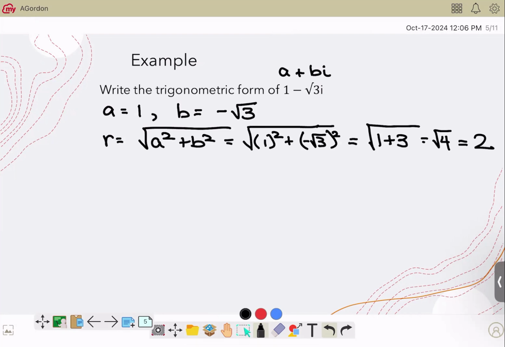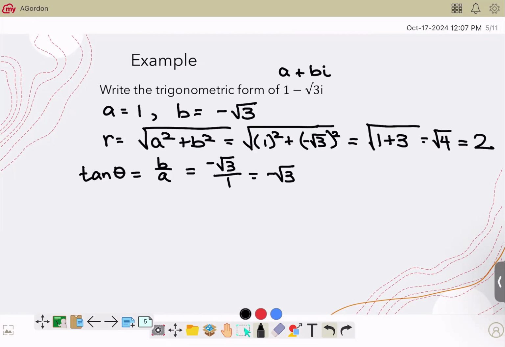The other piece of information that I need for the trigonometric form is theta. So I'm going to use the fact that tangent of theta equals B over A to try to figure out what theta is. So B over A for this problem would be negative square root of 3 over 1, which is just negative the square root of 3. So if tangent of some angle is negative square root of 3, what is the angle? So I'm going to figure that out.